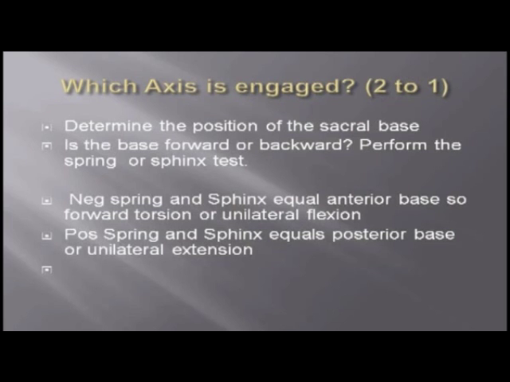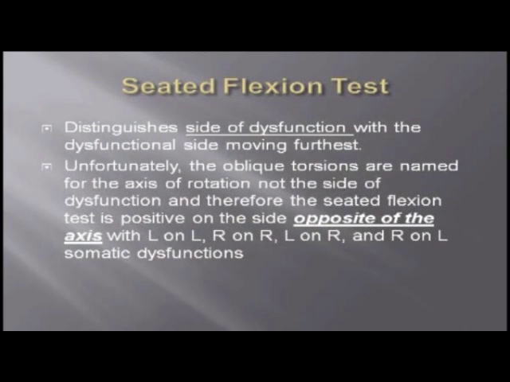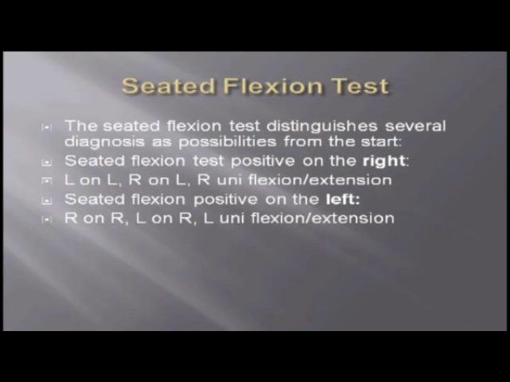You already know, and you're just going to be writing this down. You've got which way it's rotated, whether the base is forward, and whether it's a torsion or a shear. You've gone down to 1. The seated flexion test will help to distinguish the side of dysfunction if you're not quite sure. It's another way to let you know. There's a million ways, and I think I left in the algorithm on how to do all of that.